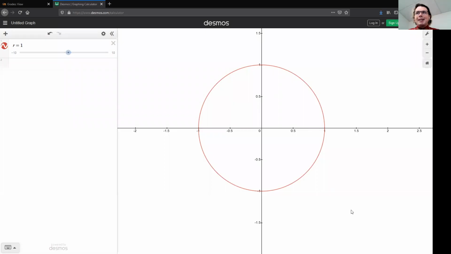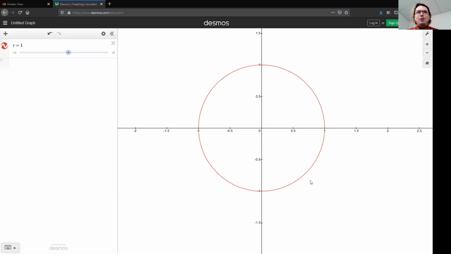Now that we've had some practice working in polar coordinates, working in situations where our distance from the origin, our radius r, is a function of the angle that we're looking in, our theta, we're ready to start doing calculus again. So let's start off with a simple example.